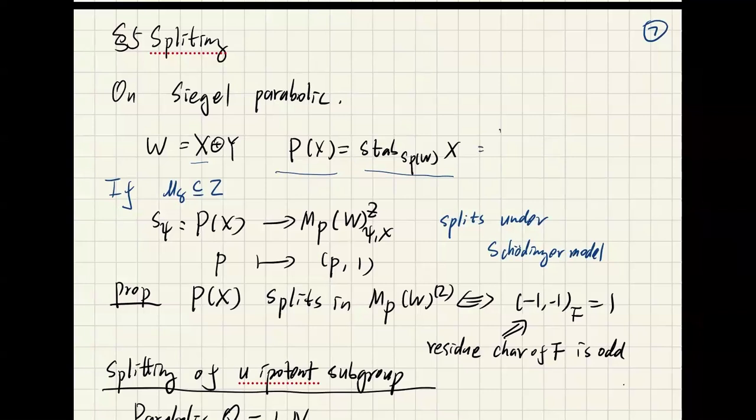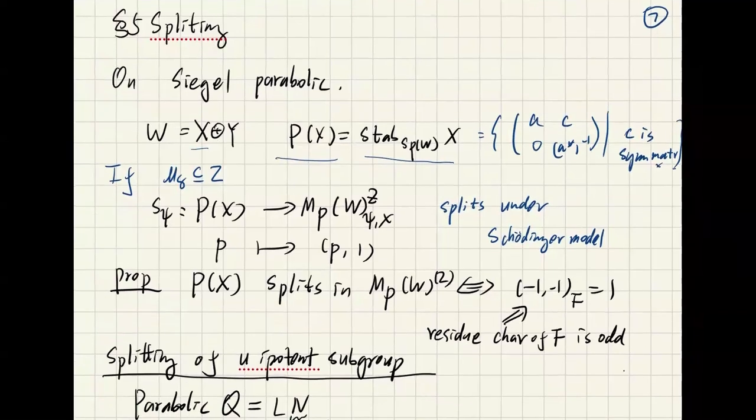As a matrix group, it looks like this, with some C, and the C is a symmetric matrix. Something like this.